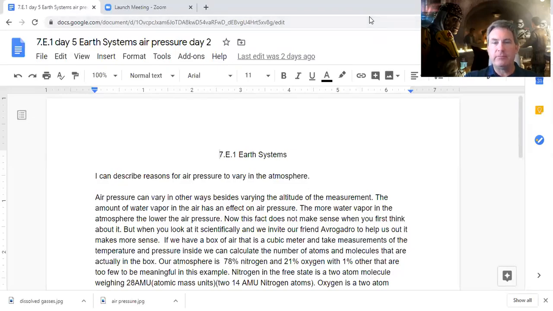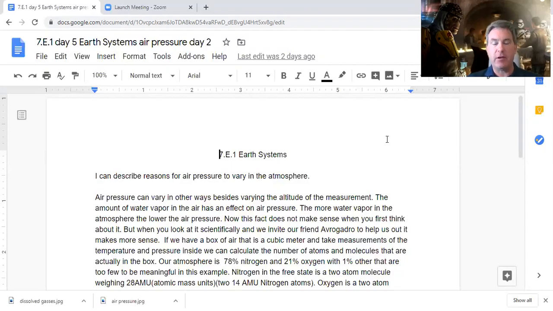All right. So, once again, we're doing Earth systems. We're talking about air pressure. Again, yesterday we talked about air pressure and what air pressure actually was and where it originated from. Remember, air pressure literally is gravity affecting the mass of the atoms of the column of air that's above the point where the pressure is being taken.